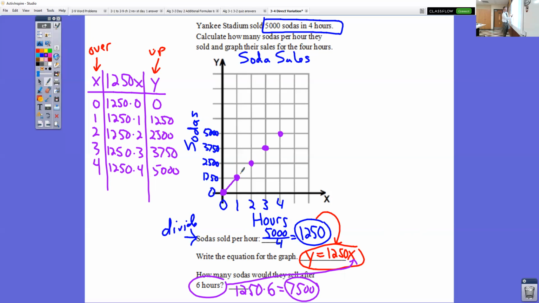Remember that we have to connect the dots and put an arrow on the end. We don't put an arrow over to the left where 0, 0 is because they can't have negative hours. You can't sell negative sodas. So again, we have our title, we have our labels, we answered our 3 questions, we did our graph and put an arrow on the end.